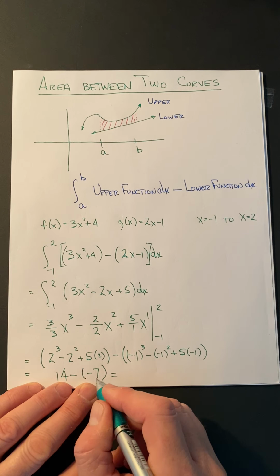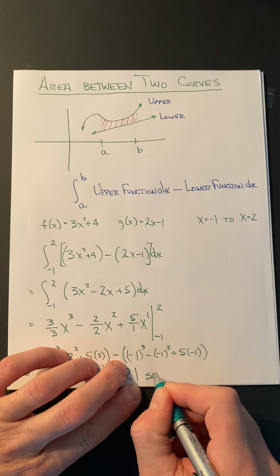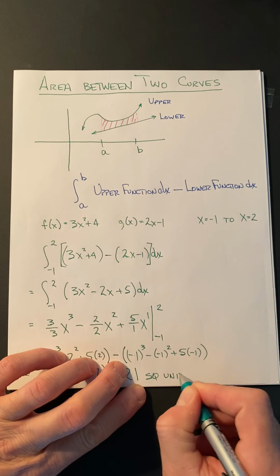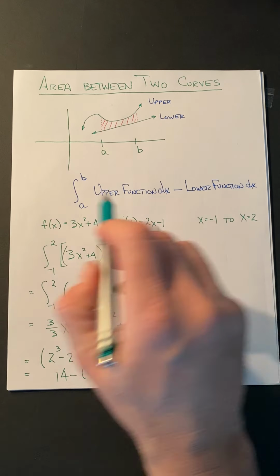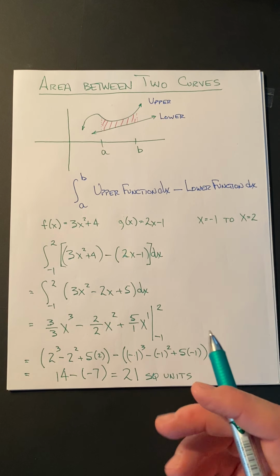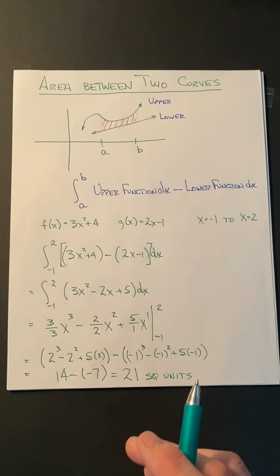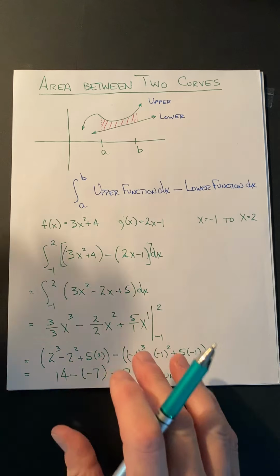So I'm going to have 14 plus 7 are 21, and then obviously it's squared, and then whatever units we would have utilized in this particular problem, okay? So that's how I go about finding the area between two curves. I have to make sure I know which one is upper, and then I have to subtract the lower function from the upper to do my integration, okay?